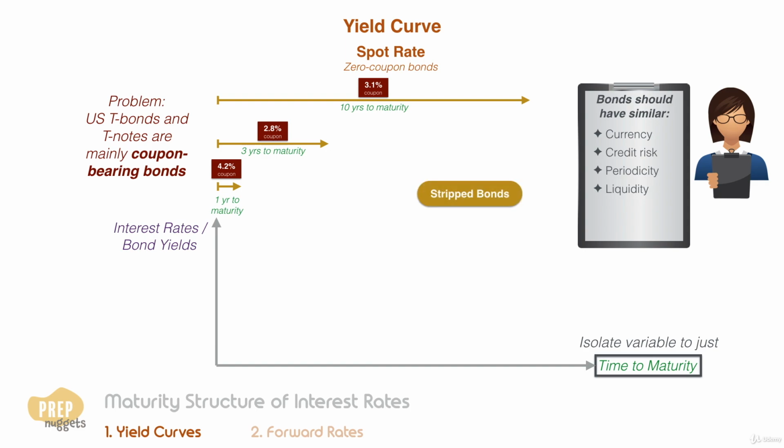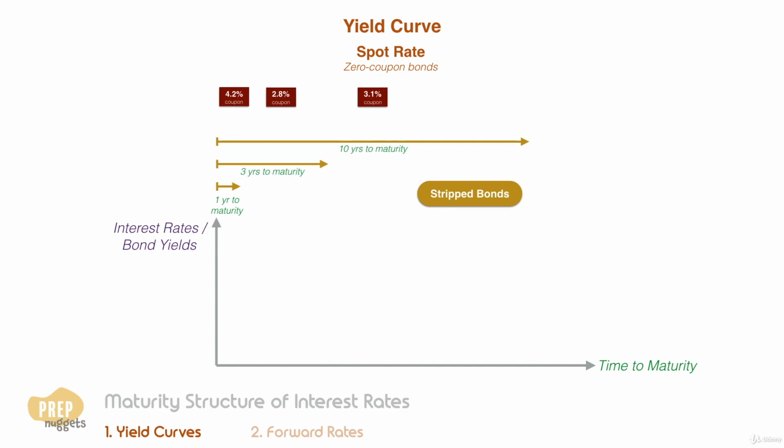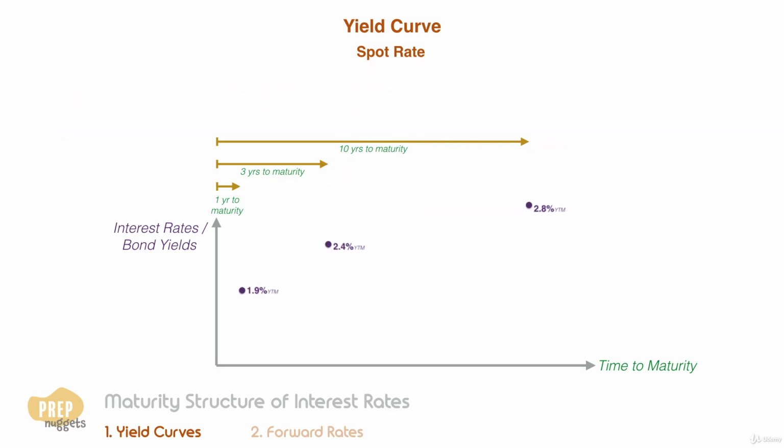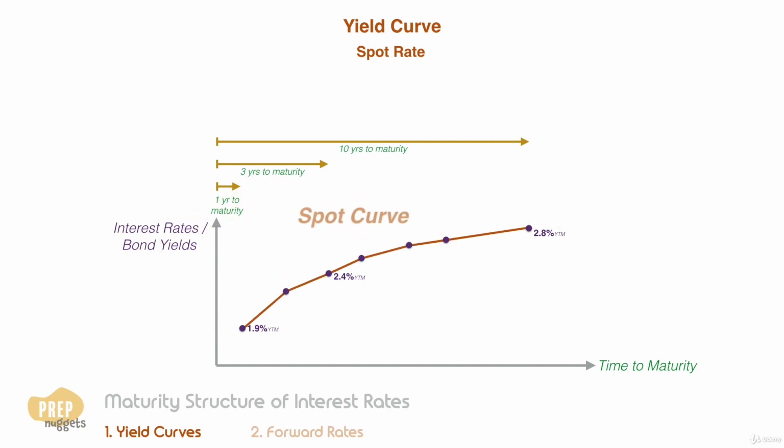A stripped bond is a bond that has had its coupon payments and principal repayment stripped into two separate components and sold individually. The yields to maturity of the stripped bonds can be regarded as the yield of zero coupon bonds. They are calculated and plotted to produce the spot curve. The spot curve for US Treasuries is also known as the stripped curve or zero curve. Often, these government spot rates are interpreted as the risk-free rates.